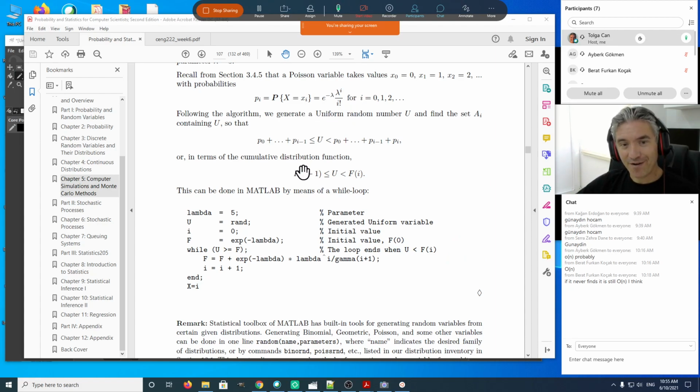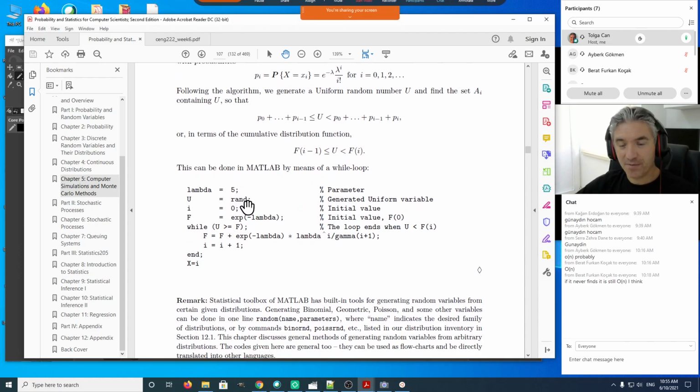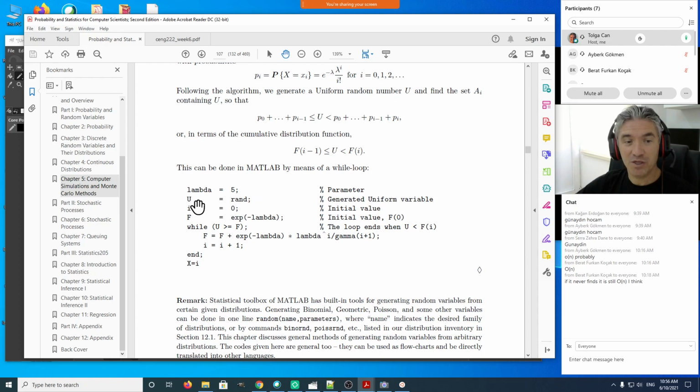What we do is generate the cumulative distribution function by adding the PMFs one by one. So we generate a uniform random number. We generate this only once for a single Poisson random number. The next step is to figure out which interval this U belongs to. If it's less than P0, it means it's in the interval between 0 and P0, and we are going to generate the value 0. That's why I is the value that we generate for this Poisson random variable.